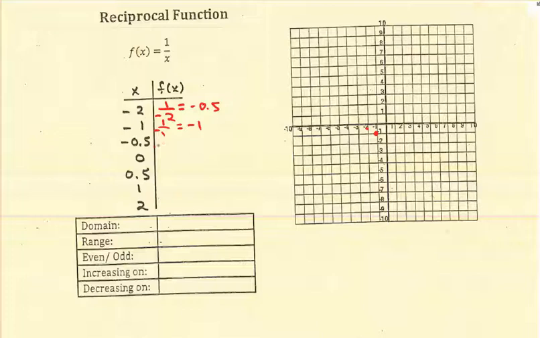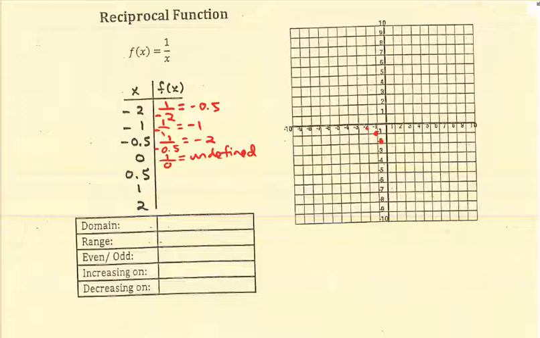Now if we plug in -0.5, 1 over -0.5 simplifies to -2. In other words, the reciprocal of -1/2 is -2. So our next point is -0.5, down to -2, and there's a third point on the graph. Now here's where things get interesting. If you choose an x value of 0, you're required to do 1 over 0, which is undefined. So there's not going to be a point on this graph with an x coordinate of 0, because 0 creates division by 0.